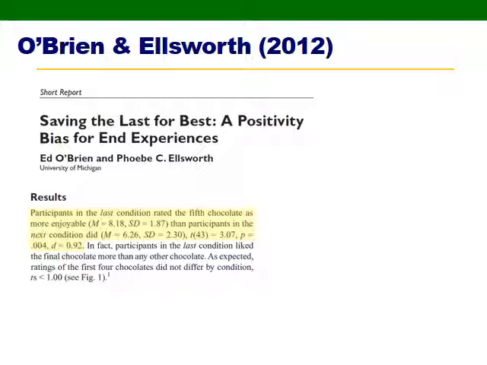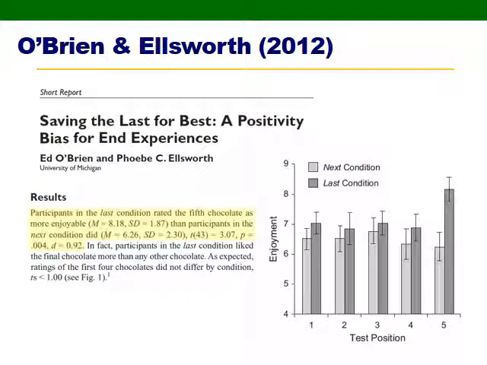And they go on to say, as expected, ratings of the first 4 chocolates did not differ between the 2 groups. Here's a graph that shows for each of the 5 chocolates and both groups what the mean ratings of each chocolate were. Notice for the first 4 chocolates, the 2 bars were very close to each other, with the light gray bar representing the next group and the dark gray bar representing the last group. These first 4 chocolates were not rated as significantly different by the two groups.